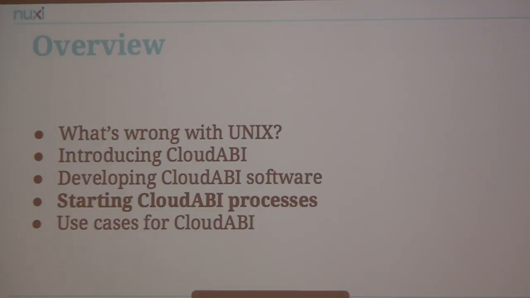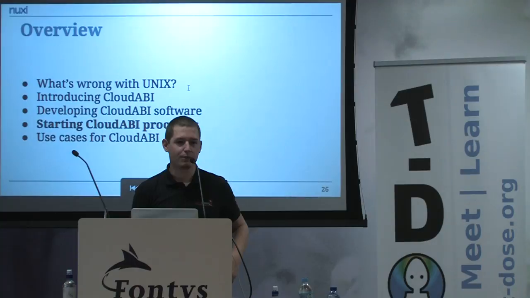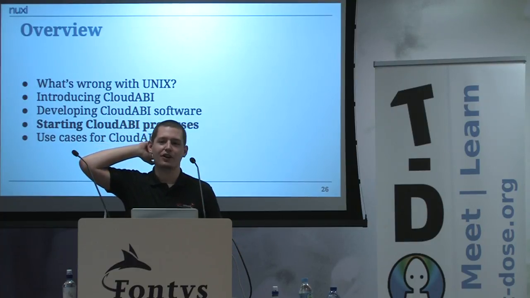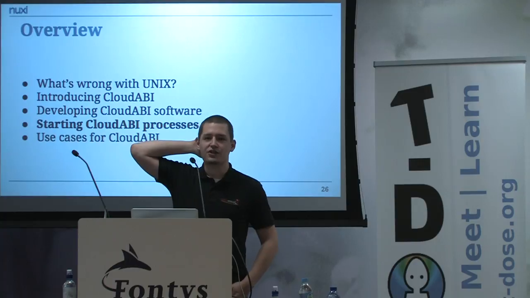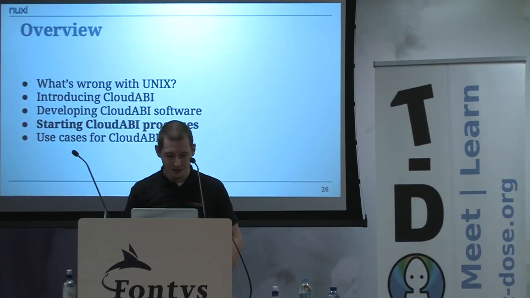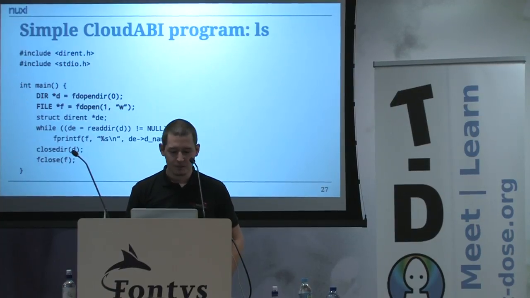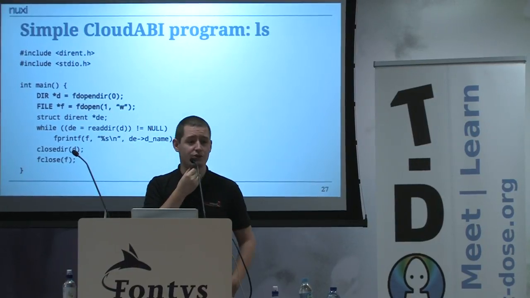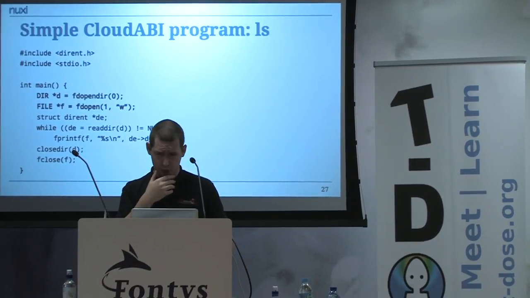So now I'm going to talk about starting up CloudABI processes, and we'll see that it is fairly easy to start up CloudABI processes, but it doesn't give us the results that we're interested in. It requires some figuring out to actually make it work in a nice streamlined way. So this is a very simple CloudABI program that you can just write. You can compile it and it should work out of the box.